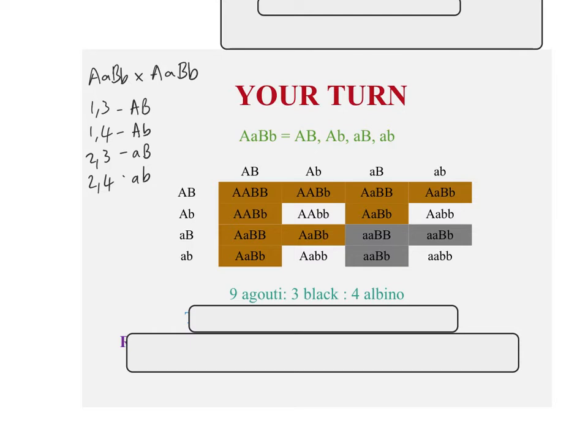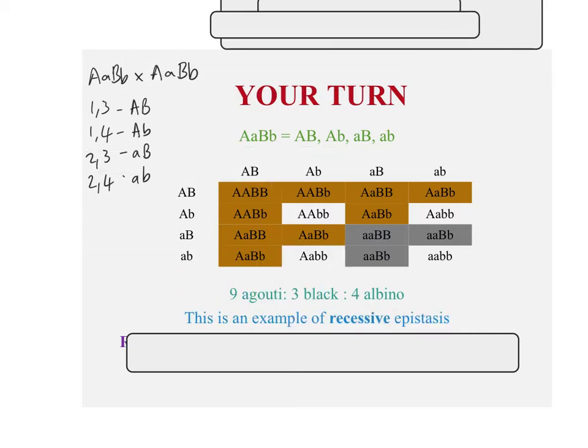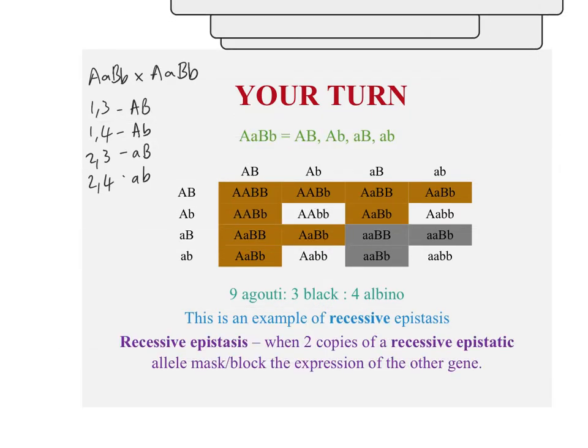Okay, now we've got to get into some terminology now, and that is that this is an example of recessive epistasis. And we say it's recessive epistasis because we need 2 copies of that epistatic gene. Remember we said that B is controlling A, and therefore B is the epistatic gene. And the production of those 2 recessive epistatic alleles means that regardless of what A is, it's going to mask that phenotype.